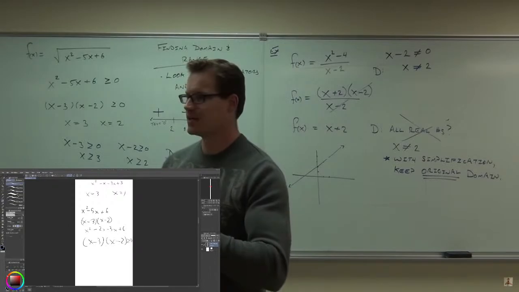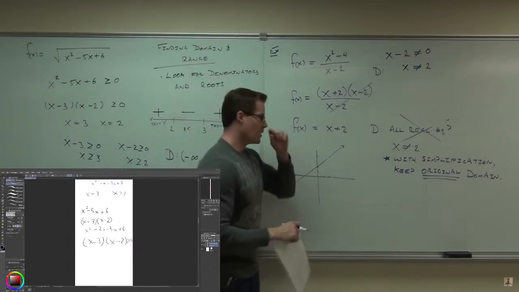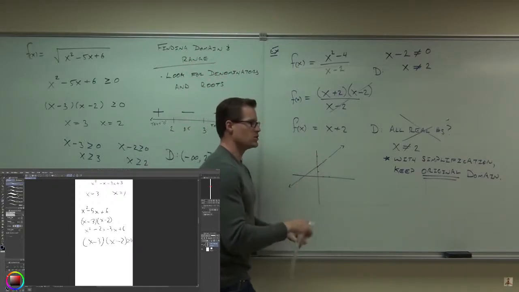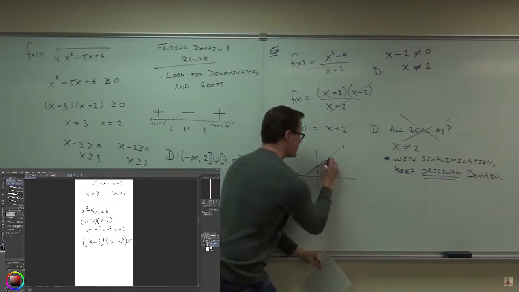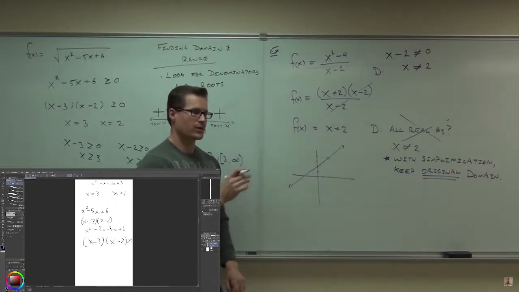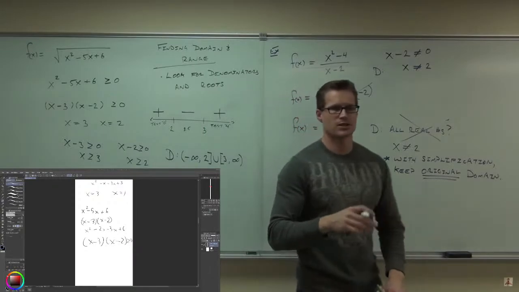You with me still? So it says you can't plug in 2. What that means here is if you can't plug in 2, you can't get out 4. Then you can have a hole. And that's what those are. It's just a hole. What that is called in the future is called a removable discontinuity.